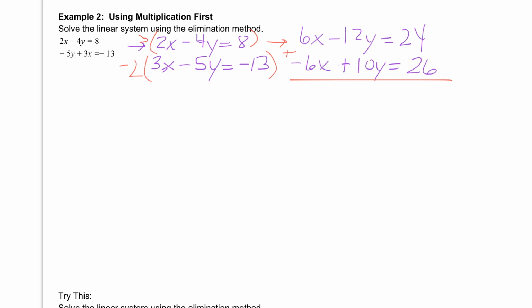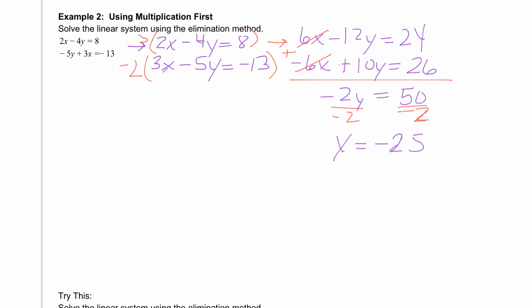If I add 6x and negative 6x, I get 0, so those cancel out. Then I have negative 12y plus 10y, which is negative 2y. And then I have 24 plus 26, which is 50. Then to solve for y, all I have to do is get rid of the negative 2, and since it's being multiplied, I can divide to get rid of it. And I get y is equal to negative 25.